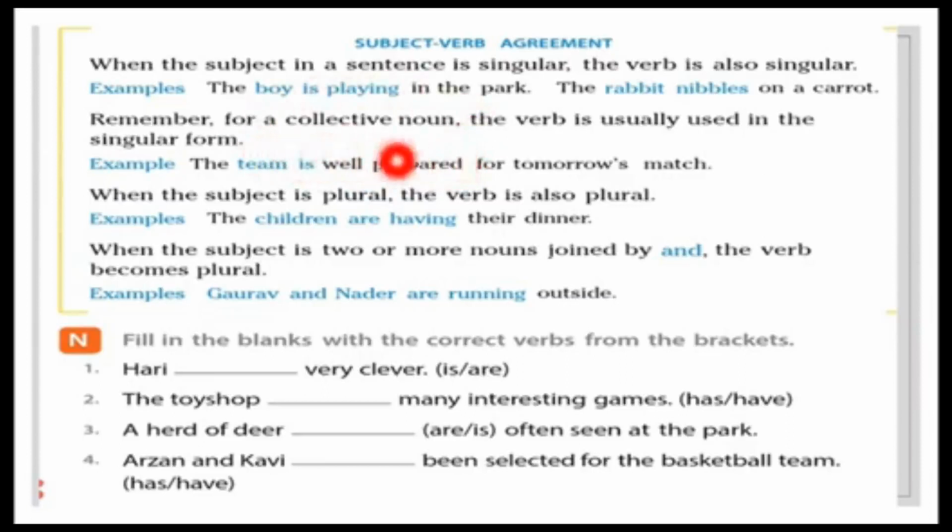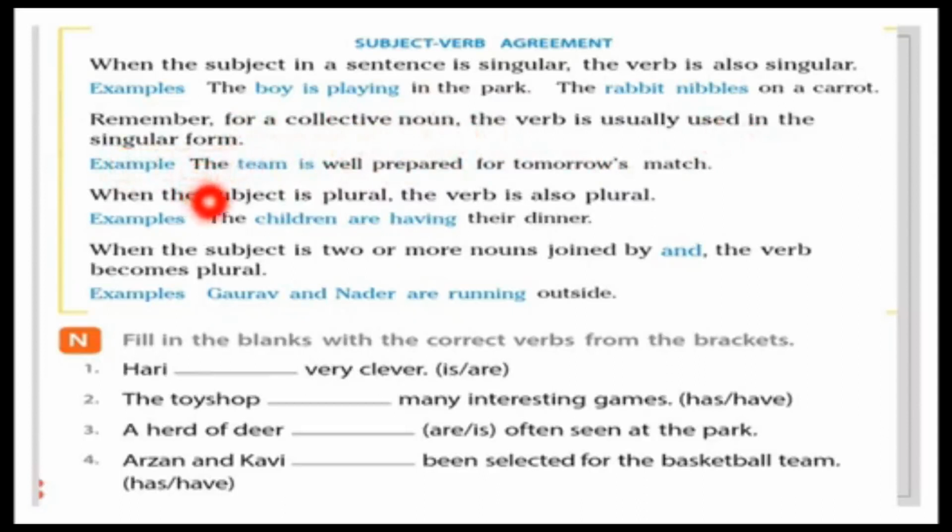So for the collective noun, here in the place of subject, what type of verb do we have to use? Whether it is a singular verb or a plural verb. Let's see. For a collective noun, the verb is usually used in the singular form. So, though it is a group of people, the verb which we are using should be in a singular form, should be a singular verb.